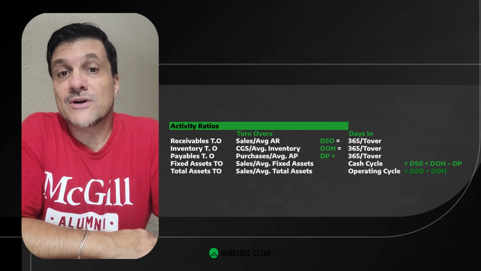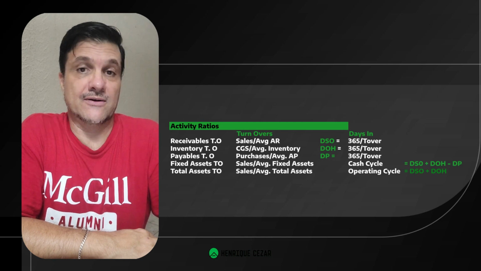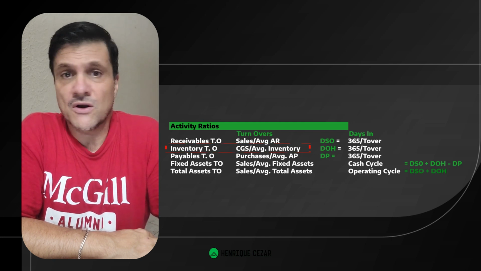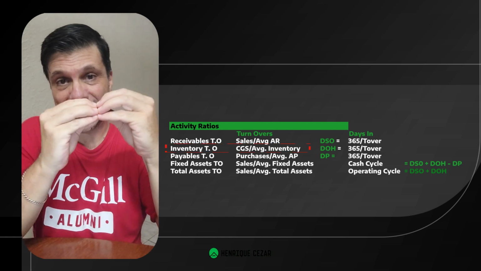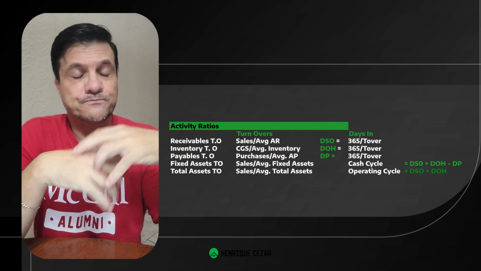Right. For inventory and payables, what do I put in the numerator? For inventory, cost of goods sold. That's the type. Inventory, cost of goods sold.